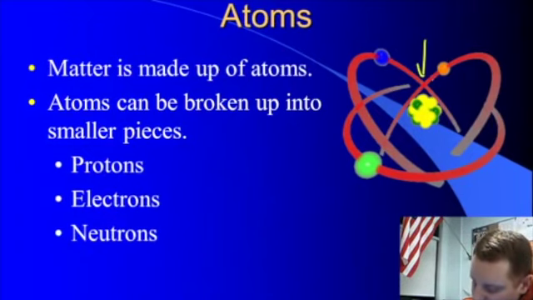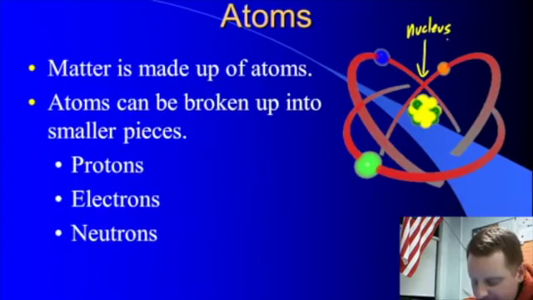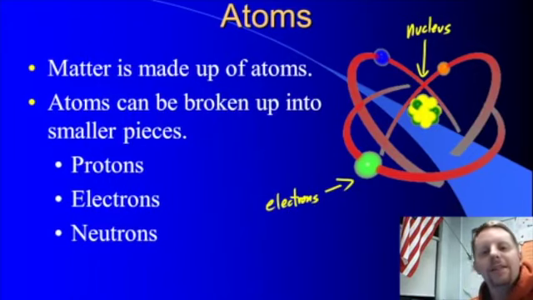Now, protons and neutrons reside in the nucleus, in the very center of an atom, and electrons orbit the outside of the atom in what we call energy levels. As an electron gains energy, it can move to a higher energy level, and when it falls to a lower energy level, it gives off energy.